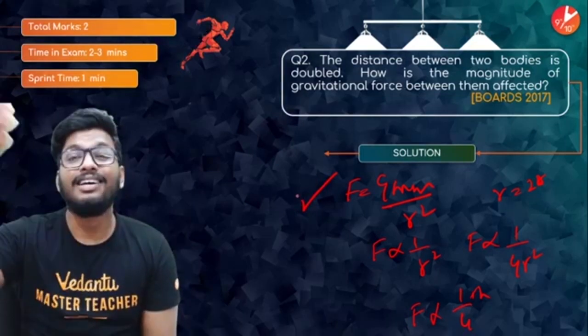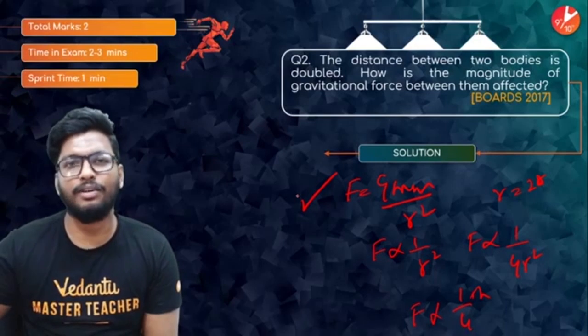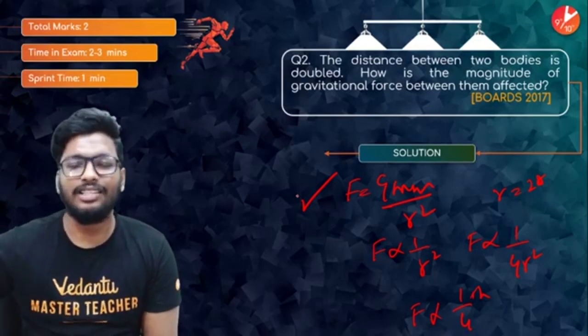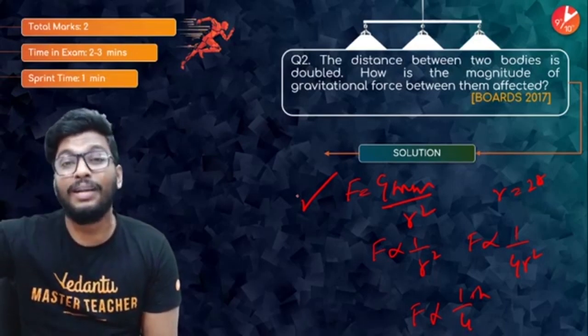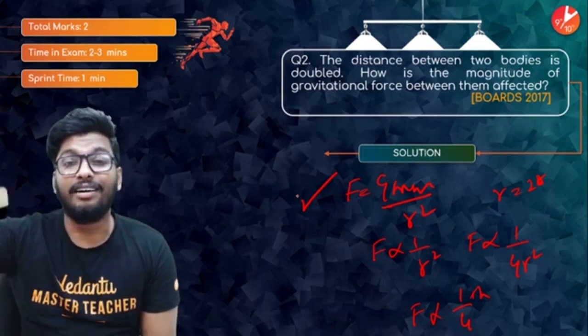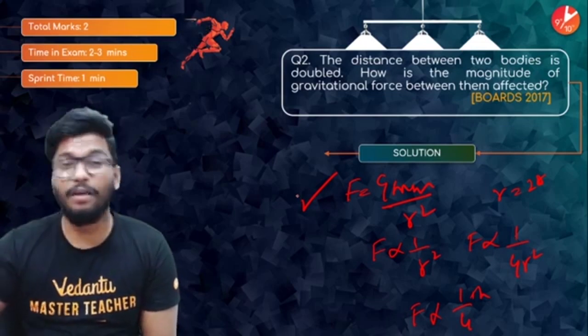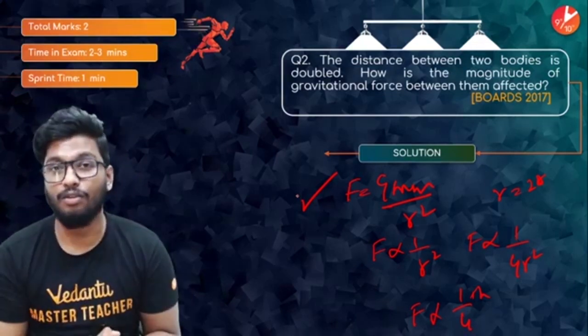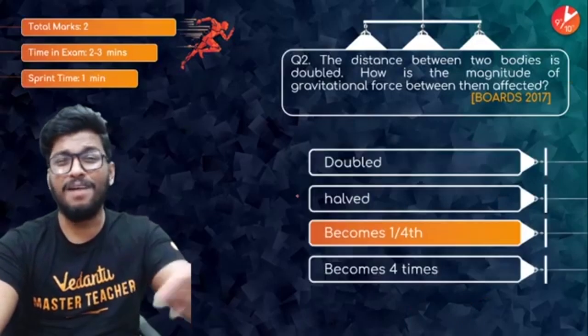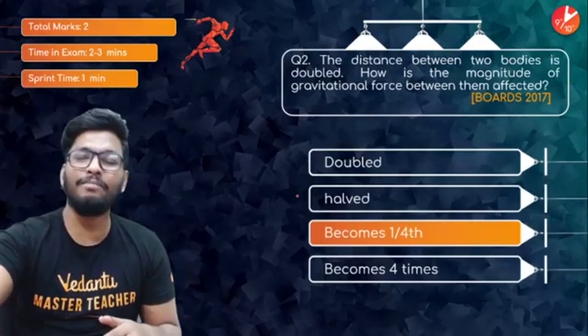the force of gravitation. G is nothing but the universal gravitational constant, 6.67 into 10 to the power minus 11 meter square per kg. Then M is nothing but the mass of the first body. Second m is the mass of the second body, and r is the distance between the 2 centers of those 2 bodies. Right, that's it. 2 more questions in your pocket. So 1 by 4th is the answer.